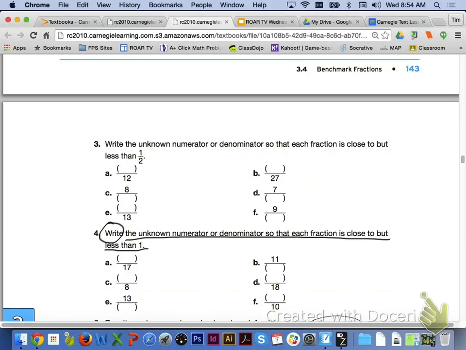Very similar in number 4, we are going to write the unknown numerator or denominator, so now each fraction is as close to but less than 1. So again, letters A through F with your group members, try to get as close to but less than 1 with adding your numerator or your denominator.